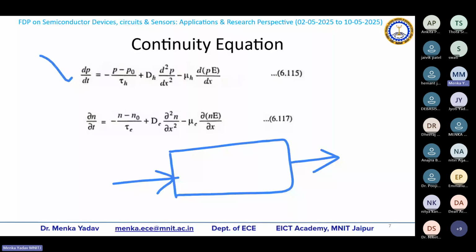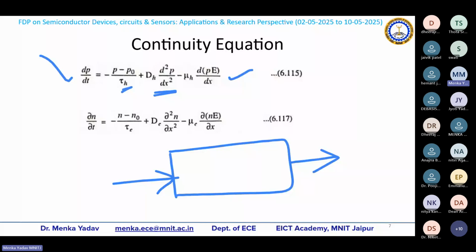In the equation format, I have presented it this way. I have taken it from the book. Those who have investigated it have prepared this formula. Del p over del t, with respect to time, the number of holes is equal to minus p0 upon tau h. Tau h is the lifetime of holes. p minus p naught is the excess carrier concentration, plus Dh, the diffusion constant, into d2p over dx2, meaning because of diffusion, how much del p over del t, the charge, is seen, plus minus mu h into d(pE) upon dx. So this is because of drift, how much charge is seen because of the drift, because of diffusion, and because of the excess charges.